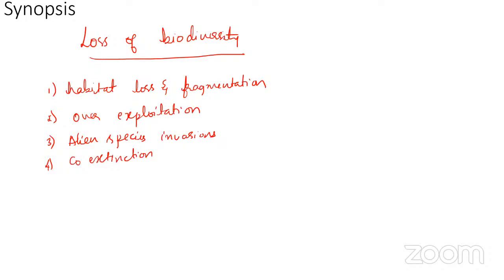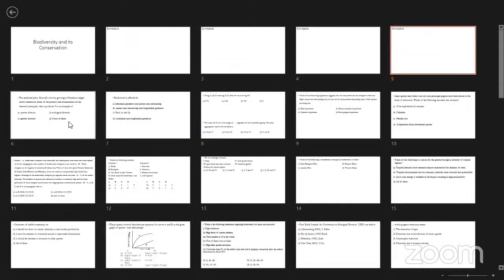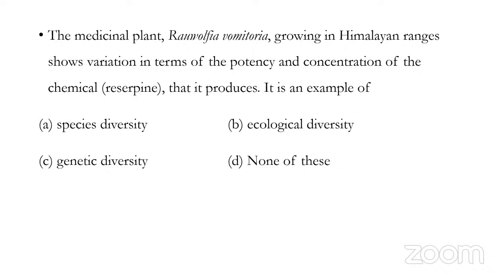And at last, you have studied biodiversity conservation, wherein you have seen narrow utilitarian values, broad utilitarian values, ethical values and aesthetical values for conserving it. Then you have seen in situ conservation and ex situ conservation, which are the different methods of conservation. In situ conservation is where you conserve it in its local place itself, such as wildlife sanctuaries, national parks, biosphere reserves and sacred groves. In ex situ conservation, conservation happens outside its original habitat.